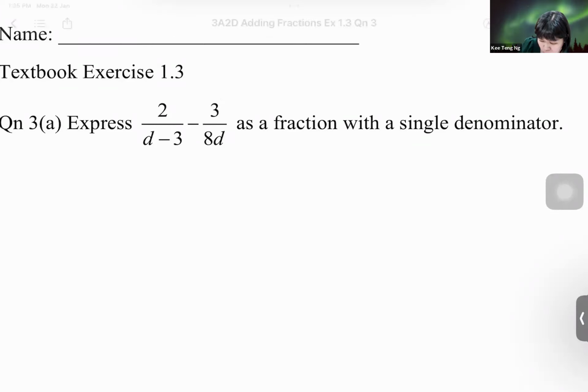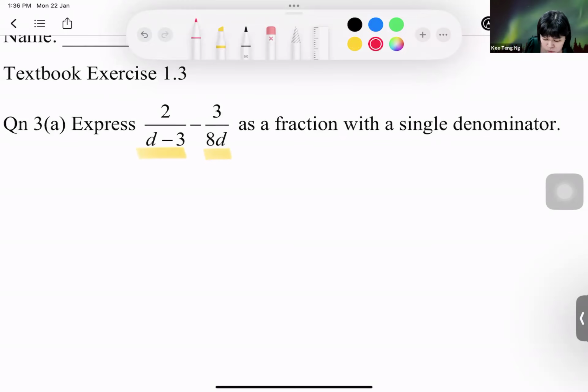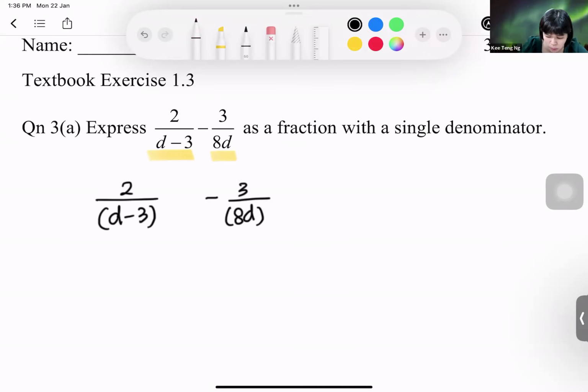For this type of question, you notice that our denominators have totally different factors. So these two denominators here are totally different. So what do we usually do? First step, we usually try to make them the same denominator. So to do that, I need to multiply by 2d minus 3. This is one whole factor, and this is another whole factor, the denominator on its own.